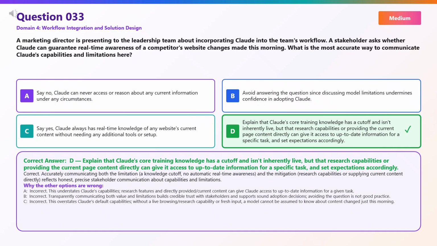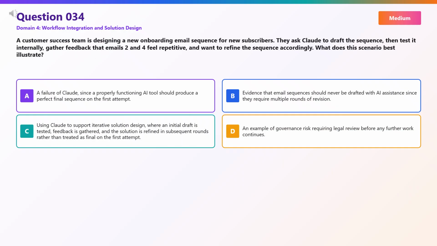Question 34. A customer success team is designing a new onboarding email sequence for new subscribers. They ask Claude to draft the sequence, then test it internally, gather feedback that emails 2 and 4 feel repetitive, and want to refine the sequence accordingly. What does this scenario best illustrate?